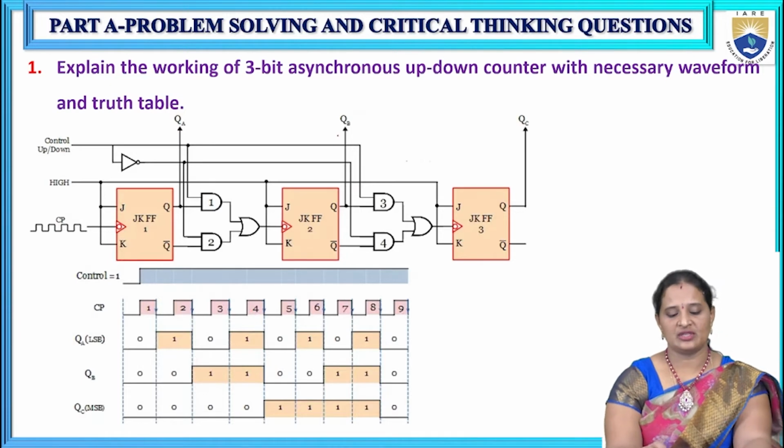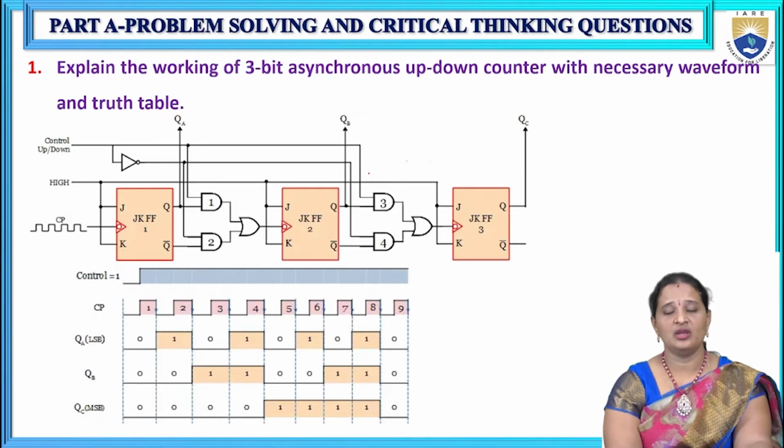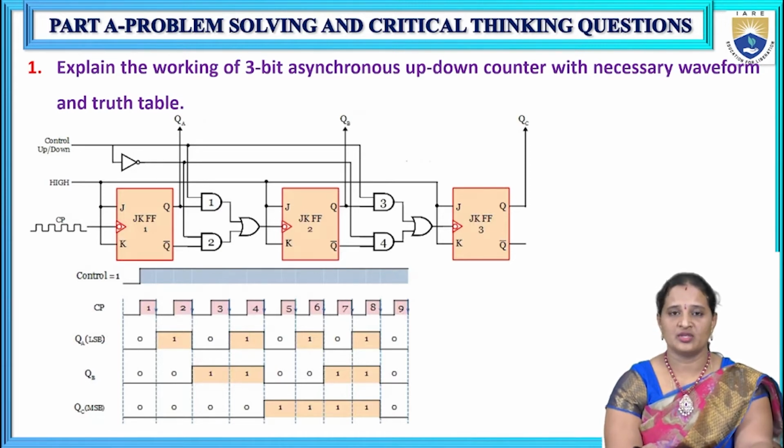The first question in that is, explain the working of a 3-bit asynchronous up-down counter with necessary waveforms and truth table. First of all, when this question is asked, we need to write down what an asynchronous counter is. Why is it so called? Any counter is constructed by cascading a number of flip-flops.